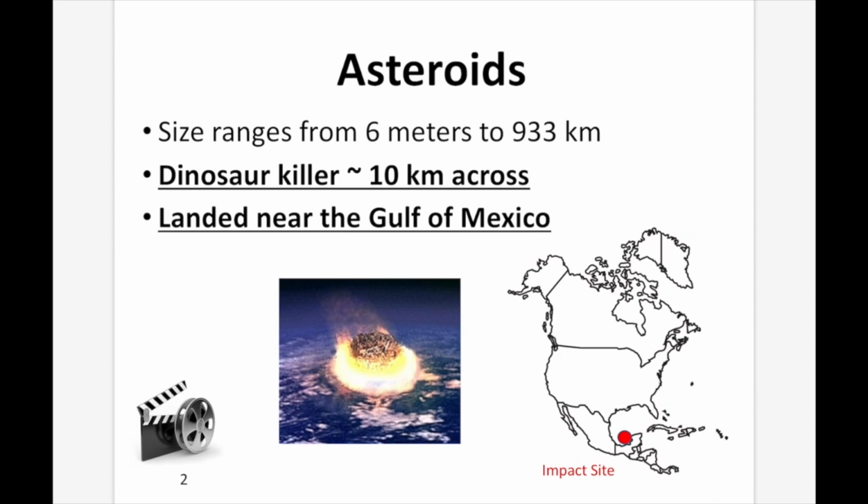The dinosaur killer asteroid, the Chicxulub asteroid, was about 10 kilometers across, and it landed near the Gulf of Mexico. And you can see the impact site highlighted right here. This 10-kilometer across asteroid created such devastation on Earth that it wiped out most of the living things, including the dinosaurs, which, in hindsight, is a really good thing because it allowed us to evolve.